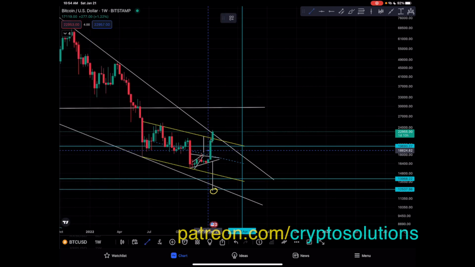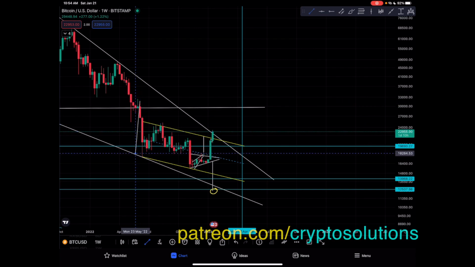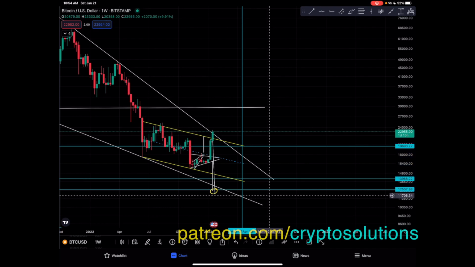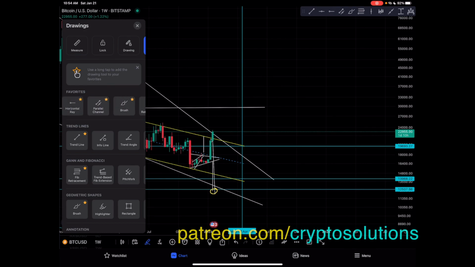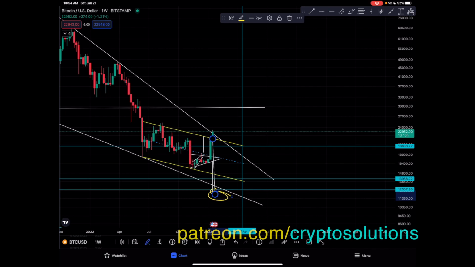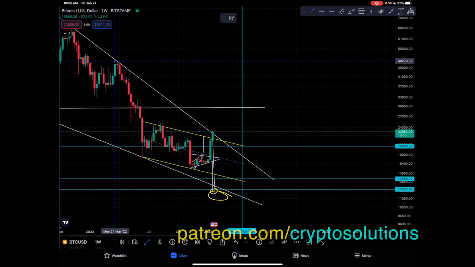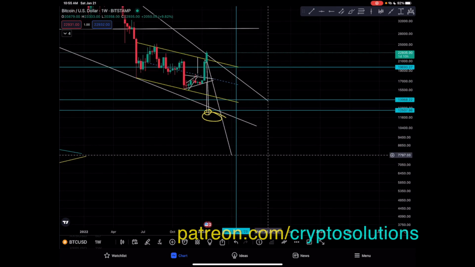But if that happens, then the potential pullback will be from here to here. This will be the first target. First target will be all the way down around $11,800 right there. Okay, that will be the scenario there. And this other one is valid, but very exaggerated. From here to here, something like this, and this gives us 7,000.